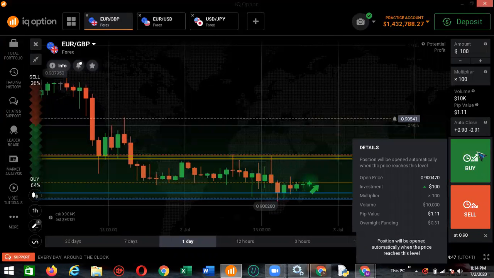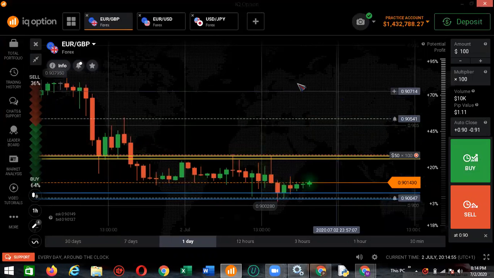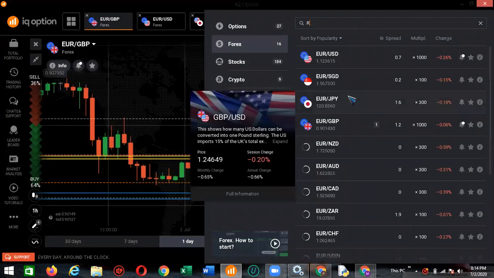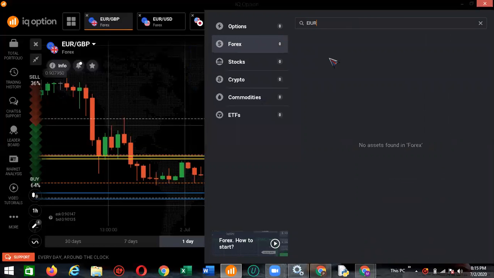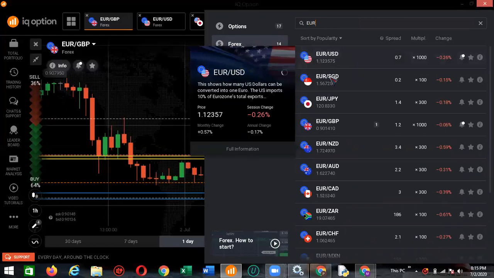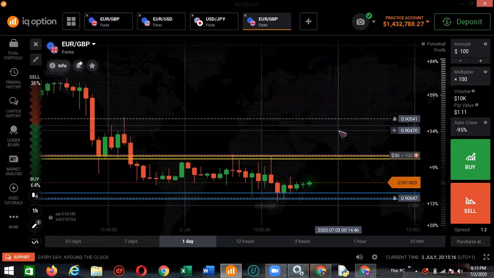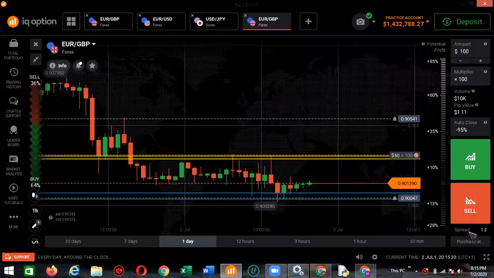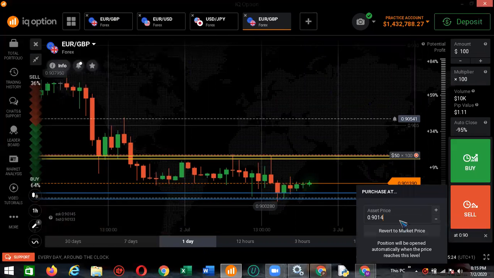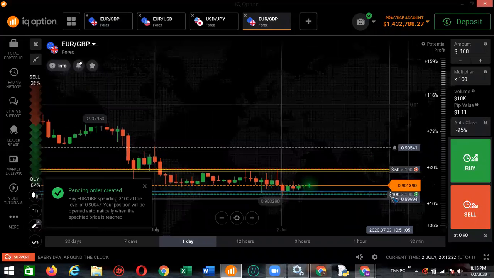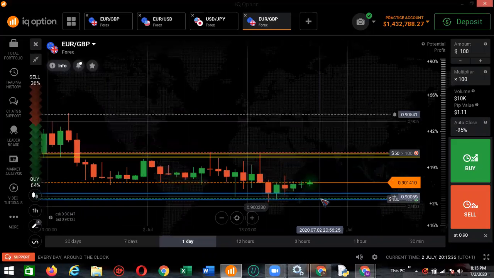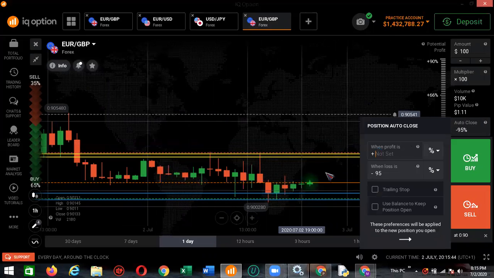Why is it not closing? The auto close settings are too low. Okay, let me click on it now. They now allow me to create it. Now I have a pending order here. So once the market reaches this price, it should automatically activate the trade for me if I'm not online and continue to move up. Now I want to set my auto close, that is stop loss and take profit.